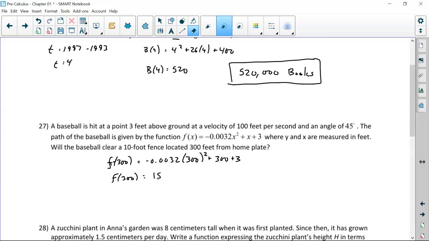So yeah, if here's our 10-foot fence and the ball is up here, it cleared the fence. It cleared the fence by 5 feet, because this function is giving us the height of the ball.